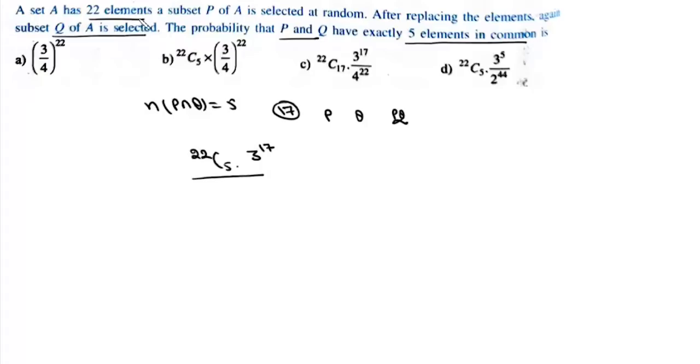Now for the total number of cases, we have 22 elements and for each element we have 4 choices. Either it'll go in P alone or in Q alone or in both P and Q or in neither P nor Q. So there'll be simply 4, 4, 4, 22 times. So this value will be 22C5 times 3 to the power 17 upon 4 to the power 22. Now 22C5 is the same as 22C17 and that's your option C.